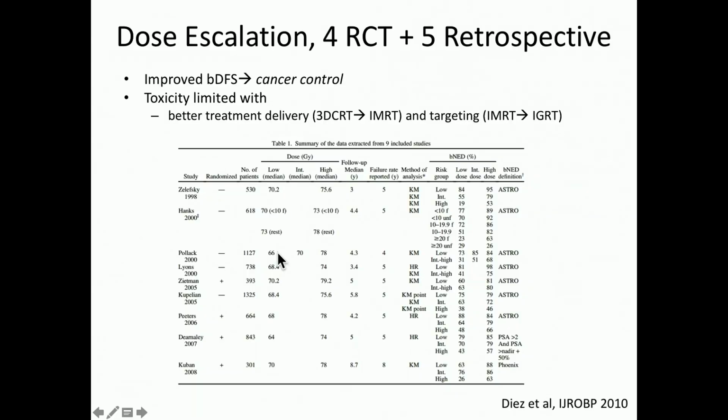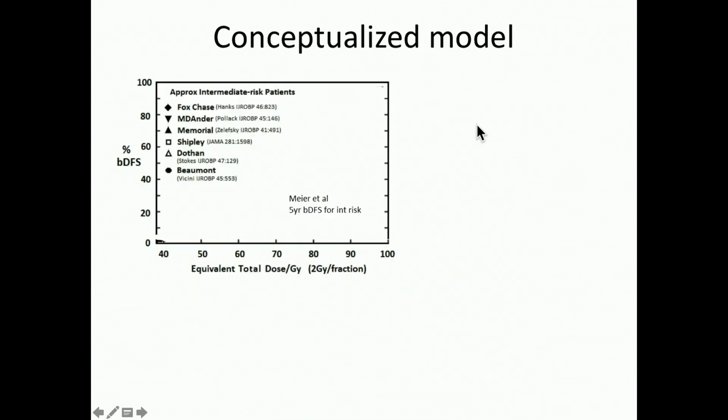So we know from a number of randomized trials and retrospective series that as we increase the dose of radiation therapy externally, we improve biochemical control rates. That comes with a little bit of a cost in the increase in long-term normal tissue toxicity, and that's limited with better treatment delivery, so the evolution from 3D conformal to intensity modulated and targeting IMRT to IGRT.